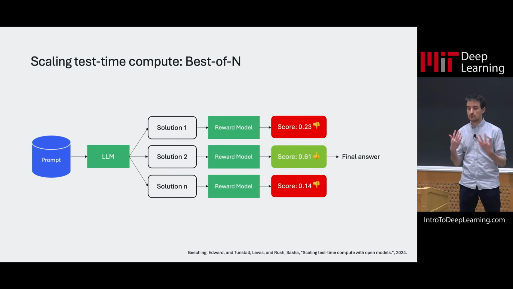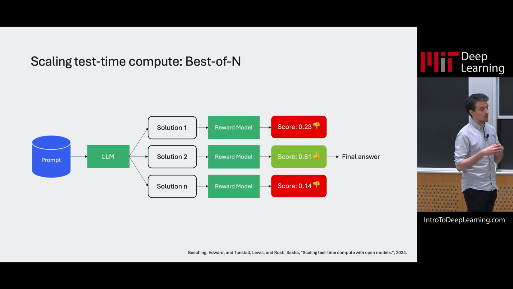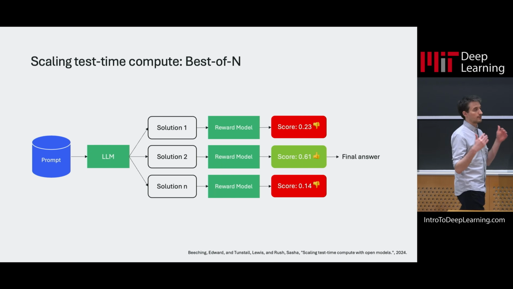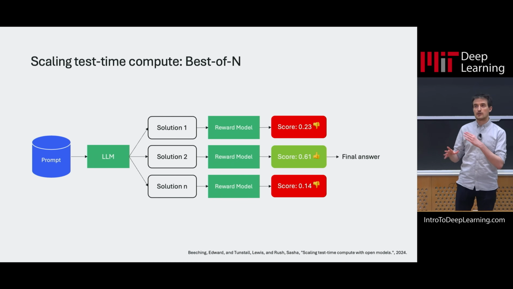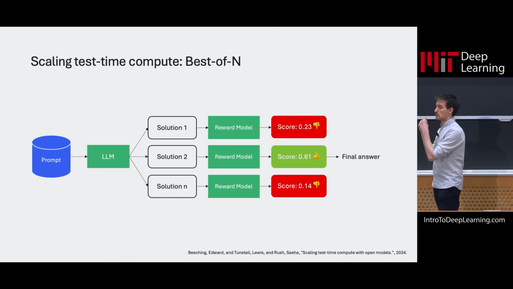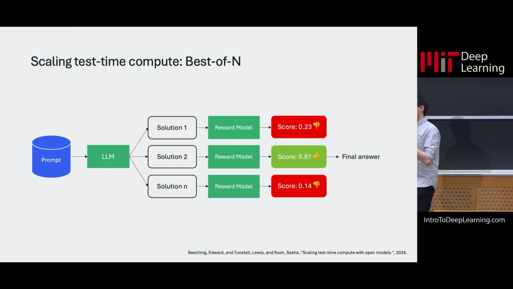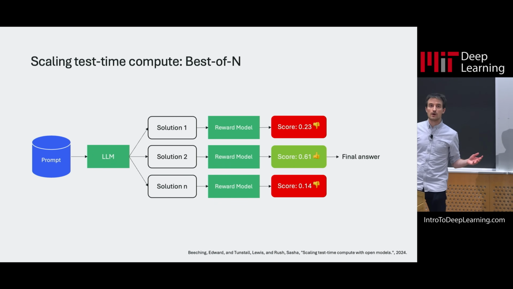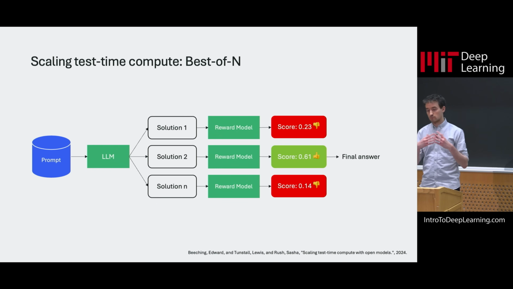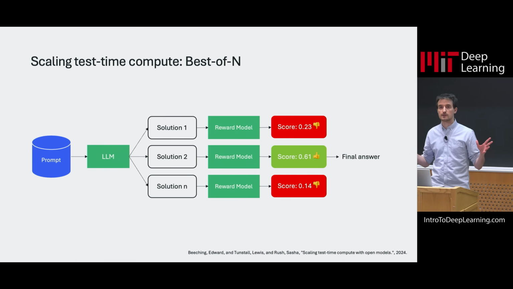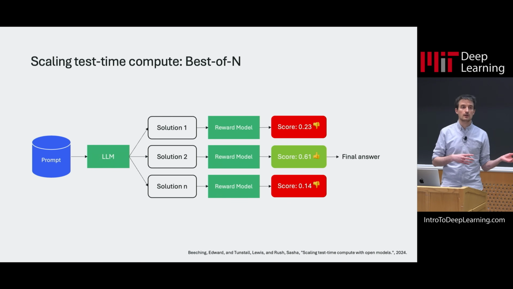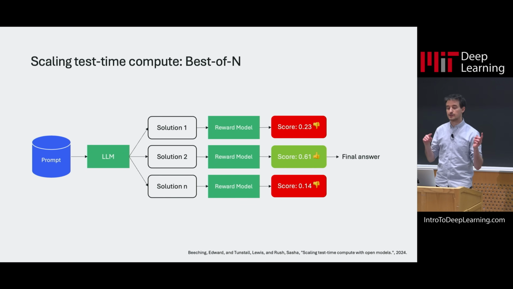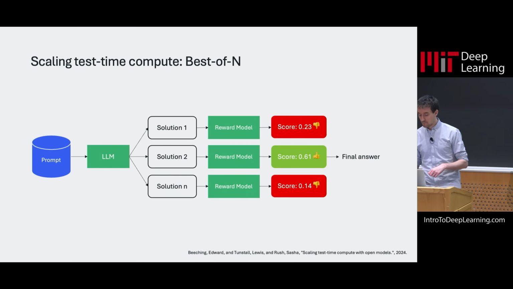One of them is best of n. In best of n, you still generate different solutions. But instead of just picking the most frequent one, you use a reward model or a judge LLM to score every answer. And here you can see different scores. We take the one with the highest score, and good job. This is probably, in most cases, even better than majority voting. So that also works. But as you can see, now we have two models that need to be run together to produce an answer. So we're throwing more compute at the problem.